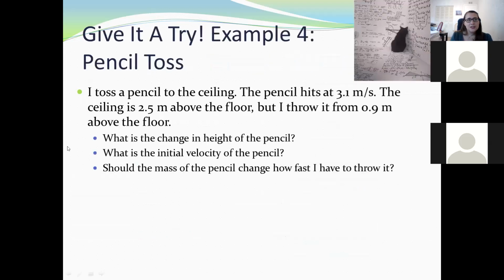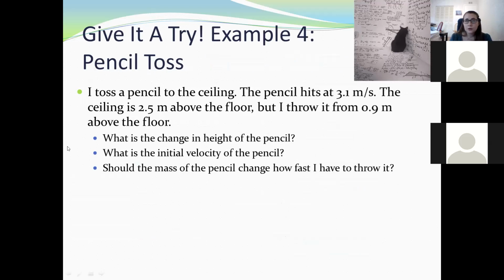Okay, so I want you to give this one a try. Example 4. I toss a pencil to the ceiling. The pencil hits at 3.1 meters per second. The ceiling is 2.5 meters above the floor, but I throw it from 0.9 meters above the floor.